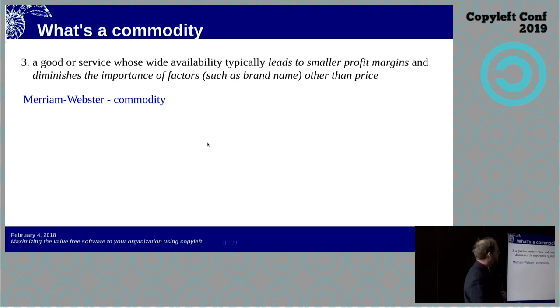And if you look in Webster, because I'm doing that dictionary thing, this is the third definition. The first two don't apply. A good or service whose wide availability typically leads to a smaller profit margin and diminishes the importance of factors such as brand name other than price. And I think this is true of free software, right? Because you don't actually care where you get the MongoDB source code from. If you get it from MongoDB, or you get it from GitHub, or I give you a copy of it on a USB stick, you don't actually care, right? It's still the MongoDB source code. It's a commodity at that point.